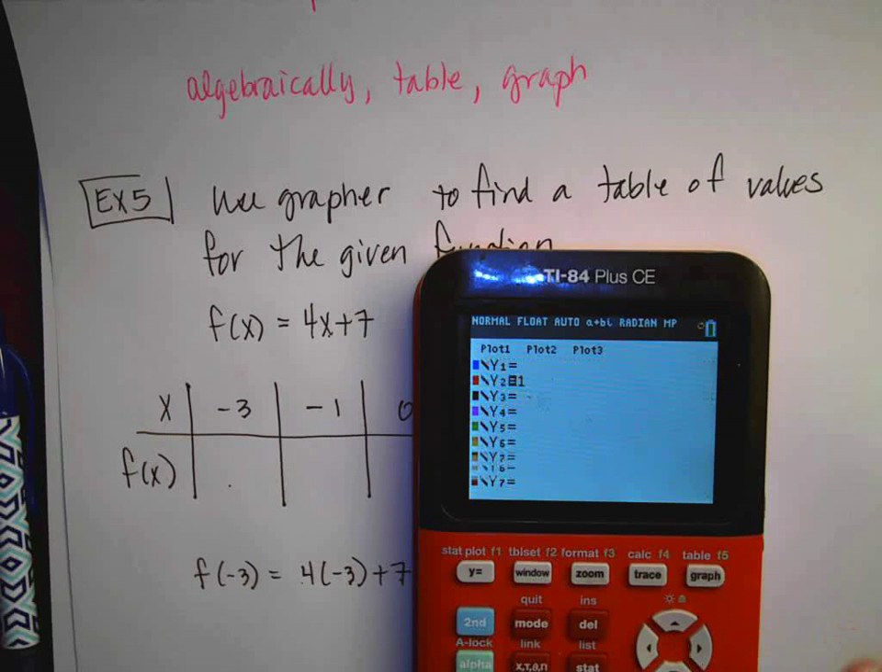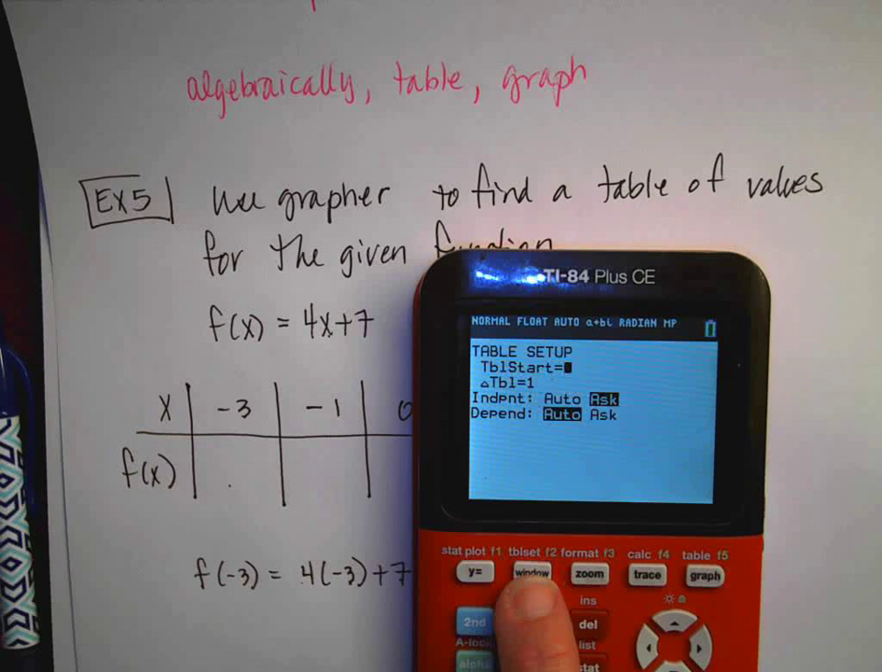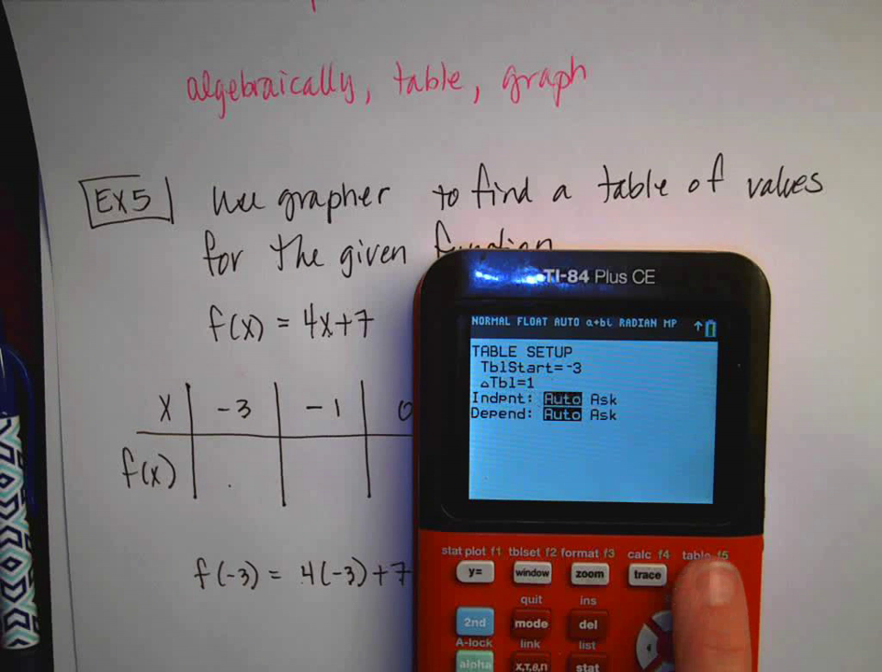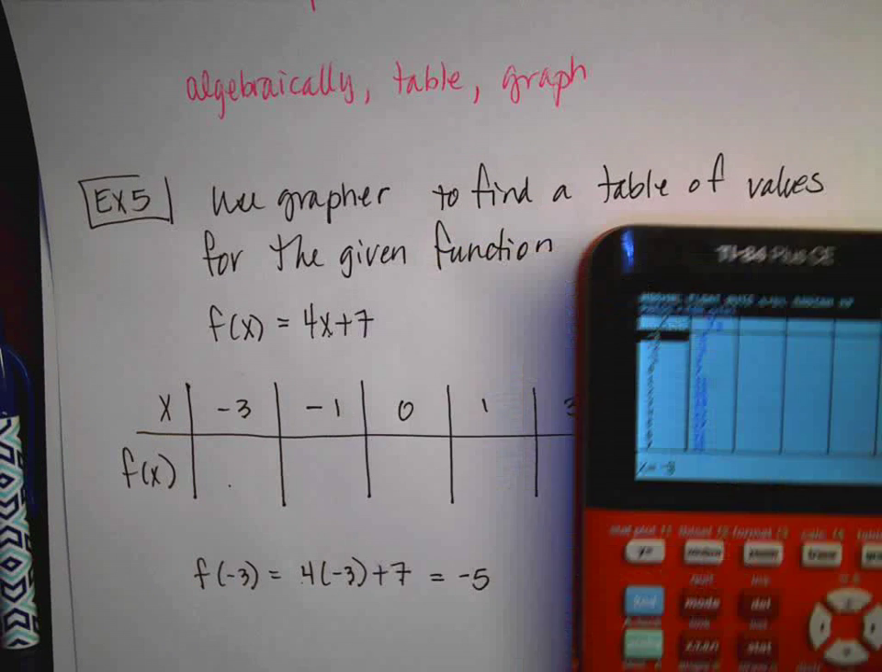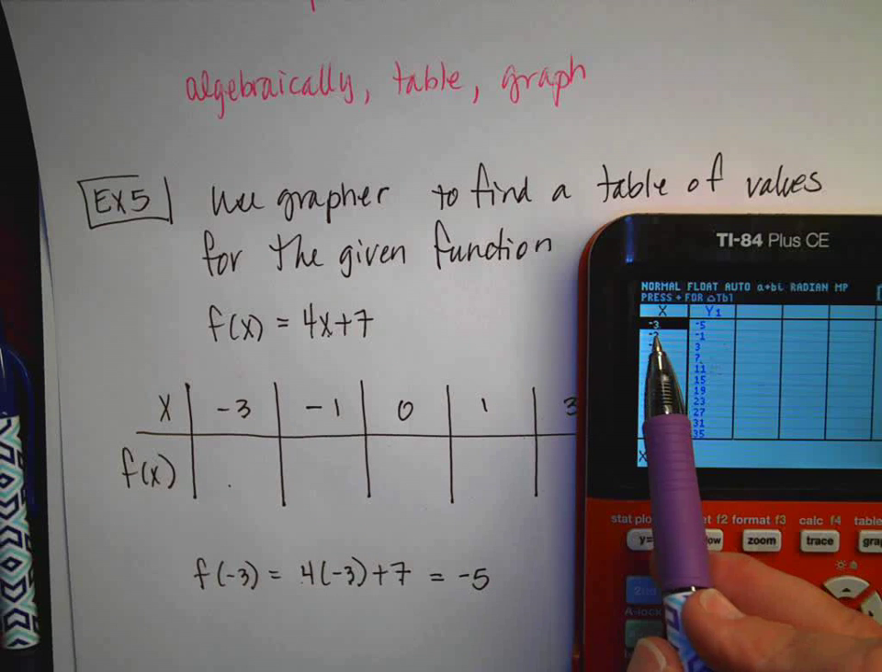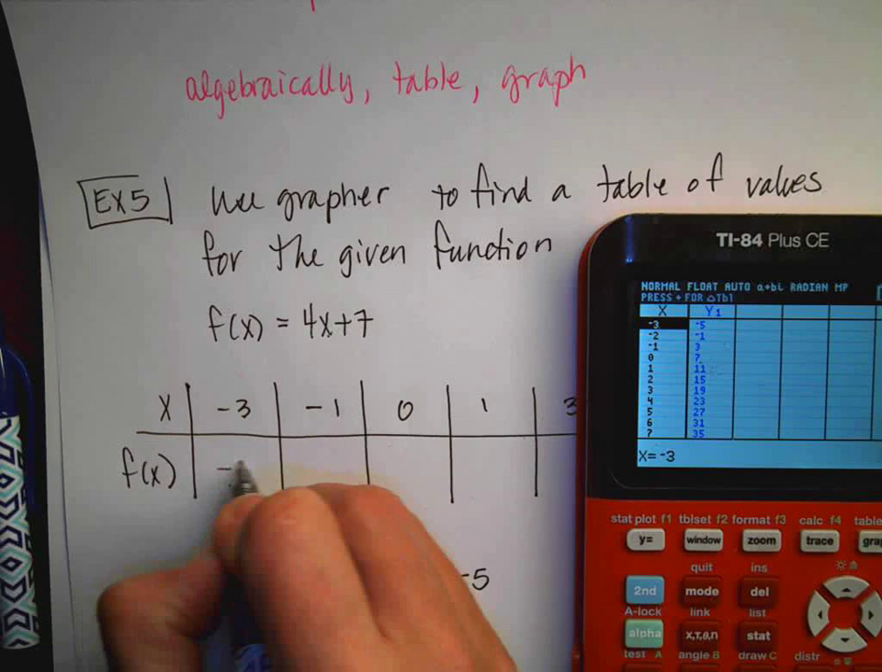So when I use my calculator, I'm going to go to my y equals, and I'm going to clear everything that's there, and I'm going to put in my function. So I have 4x plus 7, and then I'm going to go to my table set, which is up above the window, and I'm going to tell it to start at a -3 because that was the first value in our function. And yours probably has your calculator in auto. If it doesn't, you can put it there. Now I'm going to go to the table, and I'm going to write down the values because my calculator is telling them all to me.